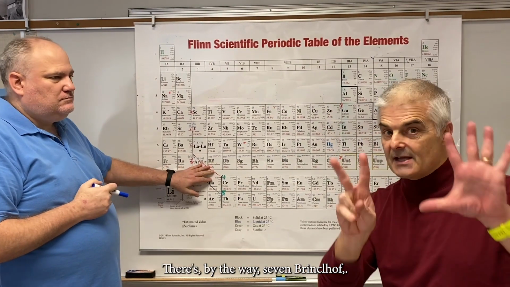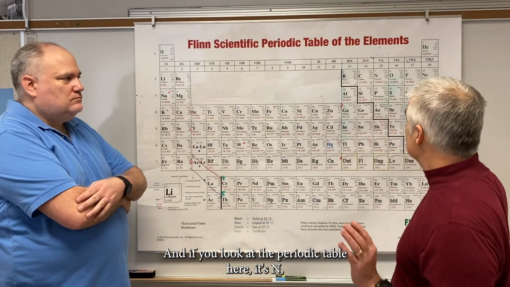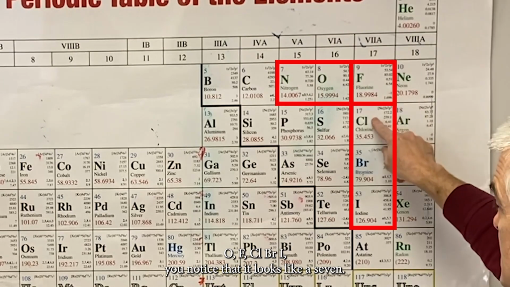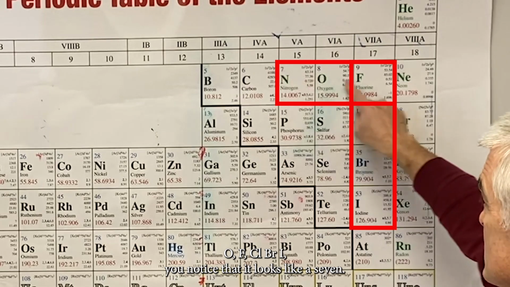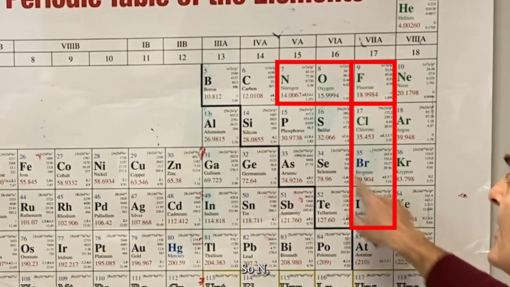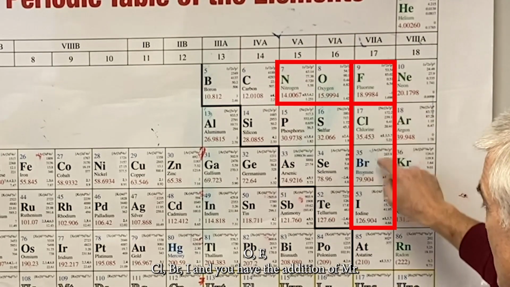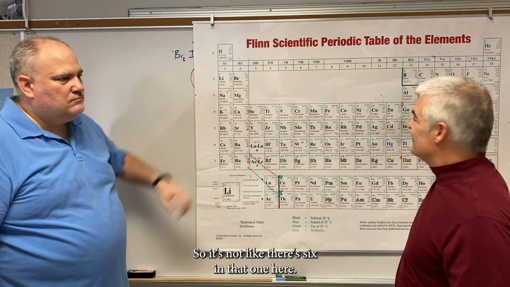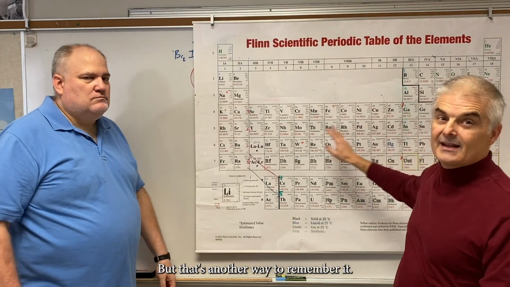There are, by the way, 7 Brinkelhoffs. And if you look at the periodic table here, it's N, O, F, Cl, Br, I. Do you notice that looks like a 7? N, O, F, Cl, Br, I, and you have the addition of Mr. Hydrogen too. So it's not like there's 6 in that and 1 here, but that's another way to remember it.